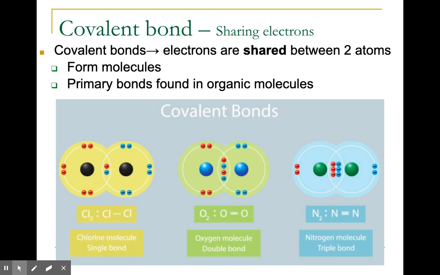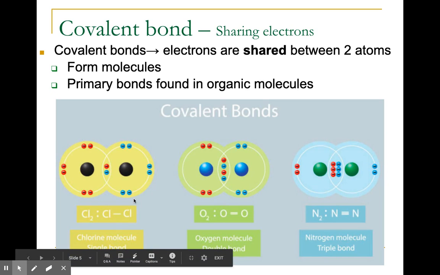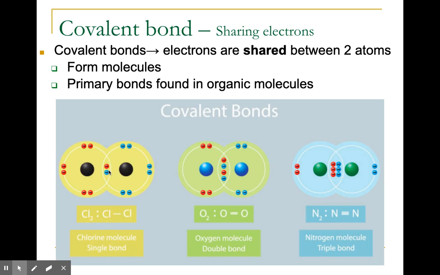The next type of bond we're going to talk about are covalent bonds, and this is going to be when you share electrons. These are going to form molecules, and it's going to be the primary bonds in organic molecules. So if you look down here at these examples, here's chlorine. You can see that 2 chlorine atoms are going to equally share their valence electrons. They're not going to have any charges here.